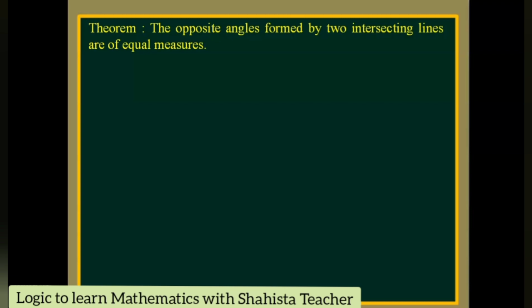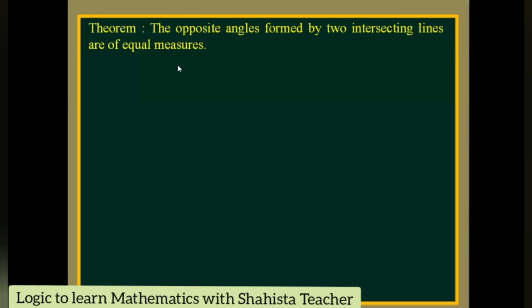So theorem means what? A property is supposed to be true. If it is proved logically, then it is a theorem. Here we will solve one theorem. The first theorem is: the opposite angles formed by two intersecting lines are of equal measure.